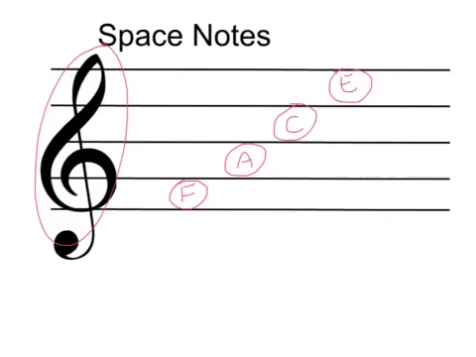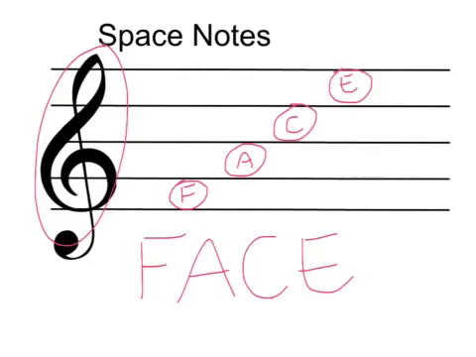Do we really need a sentence to remember F-A-C-E? No, it spells a word. What's this word? Face. That's how we can remember the names of the spaces in the treble clef. Sometimes you'll see notes that are space notes but that are not on the staff, like the F-A-C-E, such as this one. This note is called a D. Keep your eye out for that one. You might see it very soon.